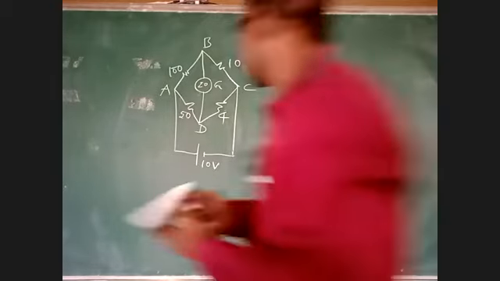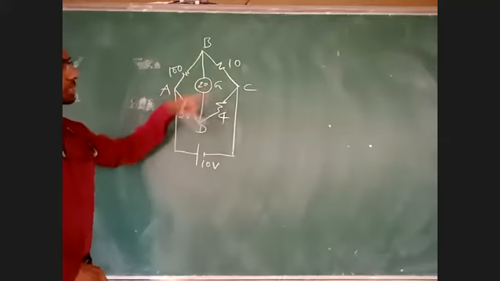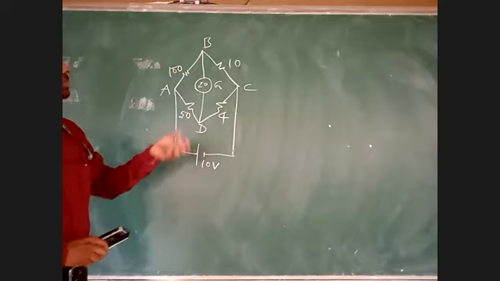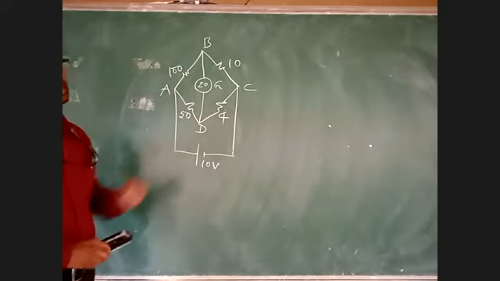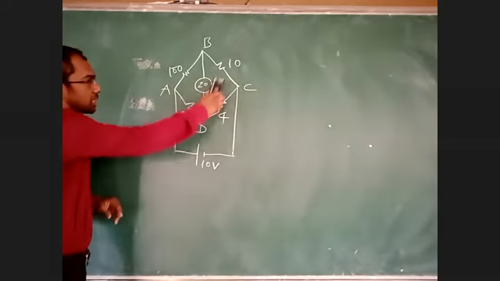Okay, see here. He is asking us to determine the current in this 20 ohm. This is the galvanometer. Inside the galvanometer, as in any meter, we have some resistance, one coil. That coil has a resistance of 20 ohm. So I have to determine the current in this 20 ohm.